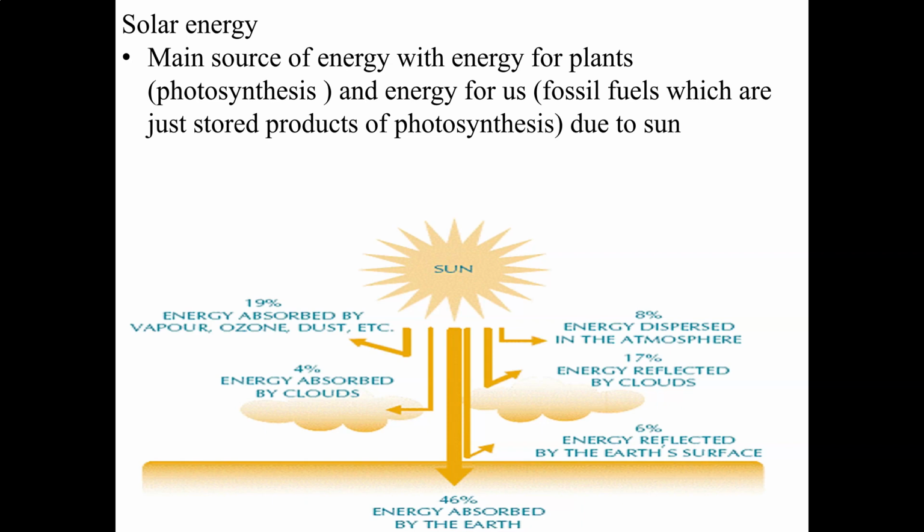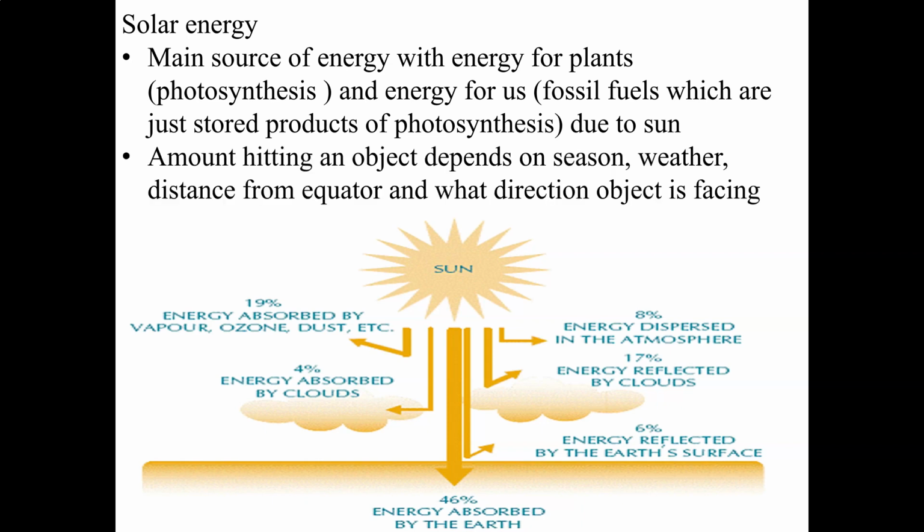So when you're eating vegetables or when you're eating animals, you have to realize that energy source was always from the sun. The sun is the origin of everything. The amount hitting an object depends on season, weather, distance from equator, and what direction the object is facing. So if you ever put solar cells in your home, you'll notice that when they come out, they'll ask you which location you want, and then they'll tell you what the best location is because of the angle of the sunlight. Some locations are more efficient for tapping into sunlight than others, and that dictates everything.